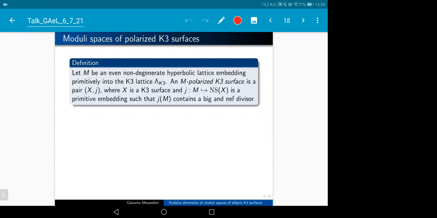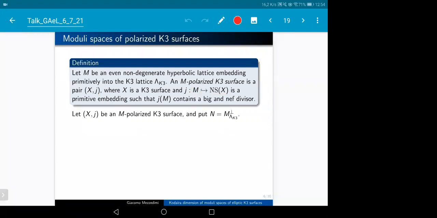Then we can say that an M-polarized K3 surface is a pair made of a K3 surface X and an embedding j of this fixed lattice M into the Néron-Severi group of the K3 surface. We also want the image to contain a big enough divisor. This is again a technical assumption, but the core of the definition says that an M-polarized K3 surface is simply a K3 surface whose Néron-Severi lattice contains a copy of this lattice M. So it gives some information about the curve classes on the K3 surface. And now we want to construct the moduli spaces of these objects, which turn out to be very well behaved. So what we do is the following.